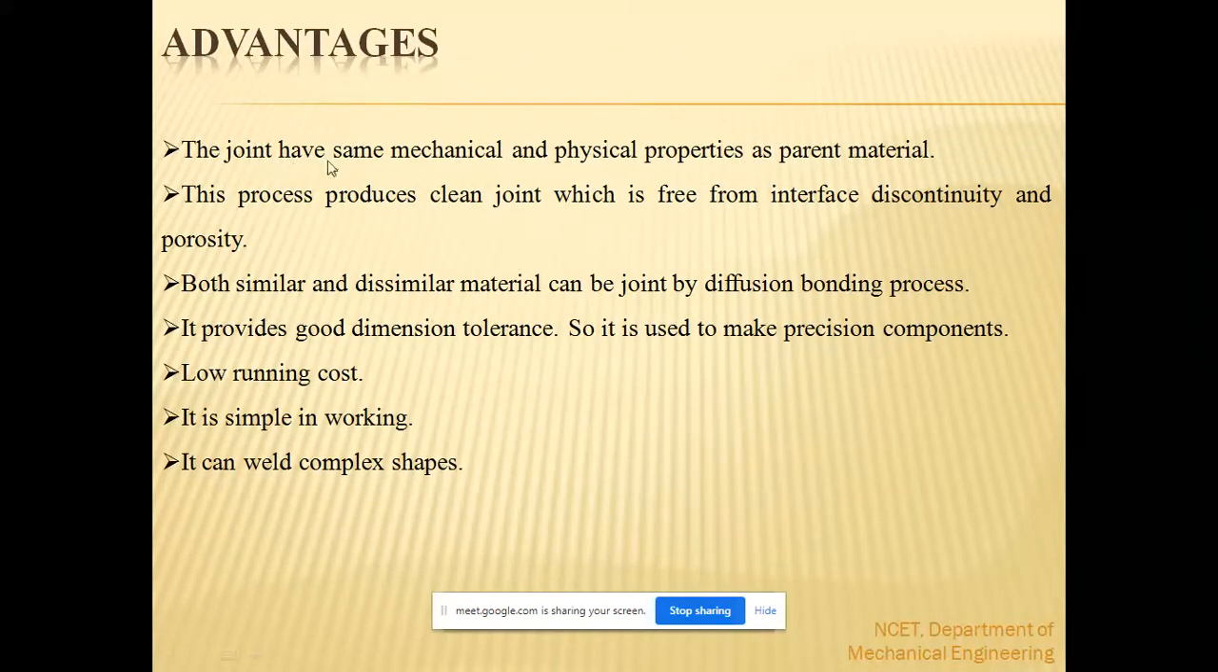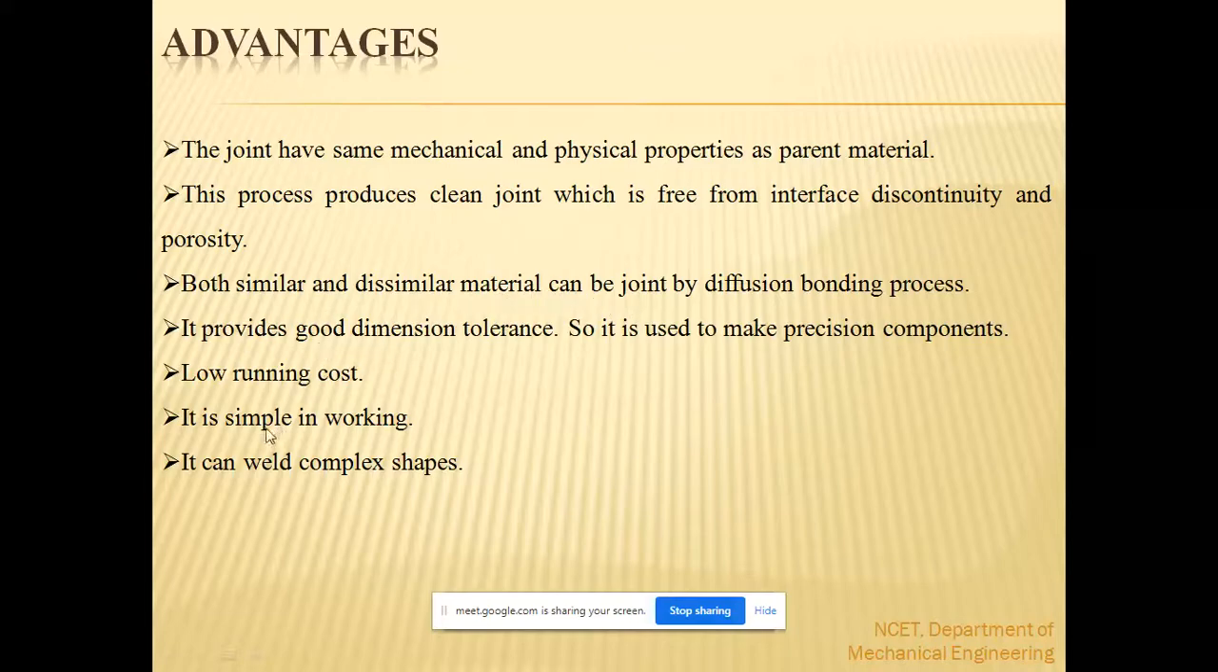You can see here the joint has the same mechanical and physical properties as the parent material, which means we are not welding here, we are just bonding one to another. The bonding and properties are the same as your parent material. The process produces a clean joint free from discontinuity or porosity. There should not be any gap between one layer and another by using this method. Both similar and dissimilar materials can be joined, which means we can go for different materials, not only aluminum or magnesium, but also magnesium alloy or some other kind of material.